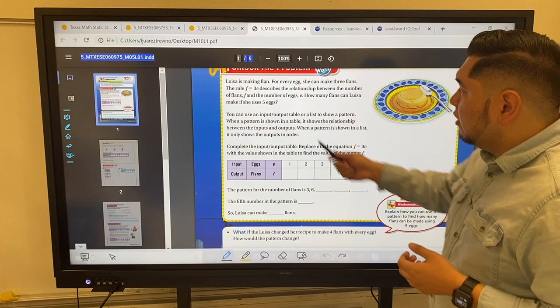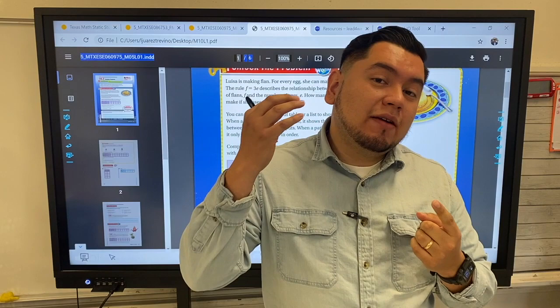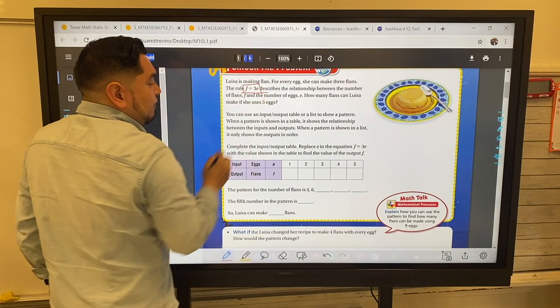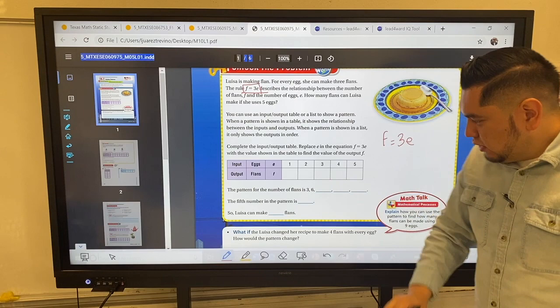For every egg, she can make three flans. One of the ingredients to make a flan is an egg, and for one egg, you can make three flans. And they're giving you a rule, okay? Go ahead and underline it, please. It's F equals 3E. So anytime they give you a rule, you're just going to write it off to the side. F equals 3E.